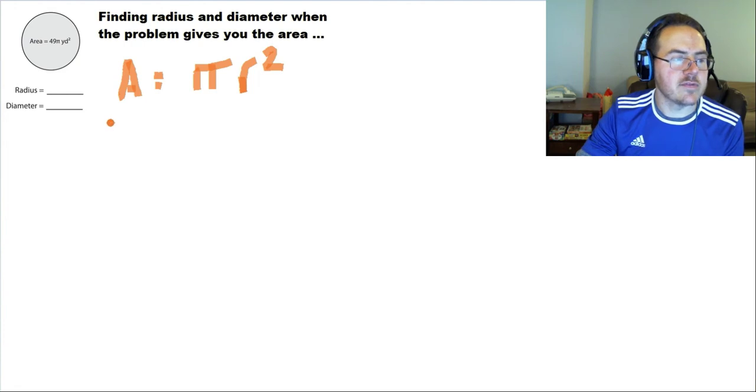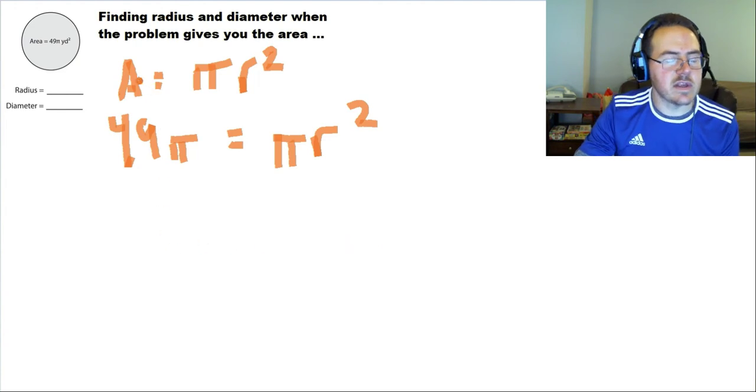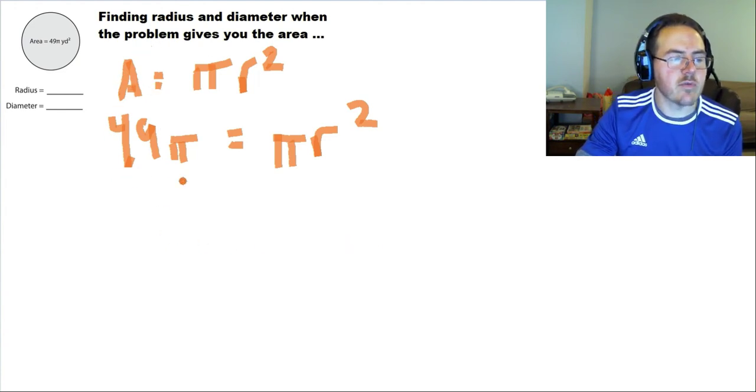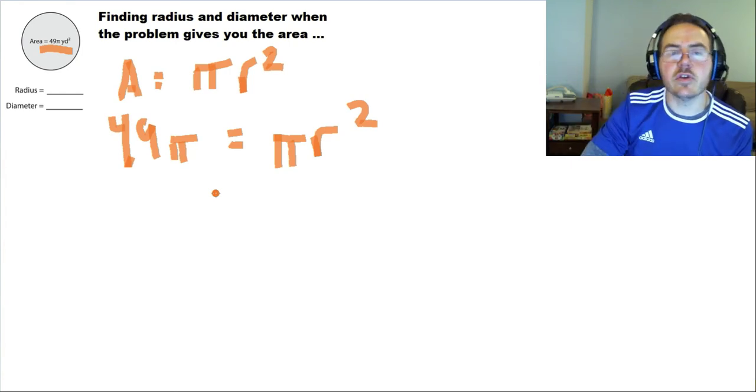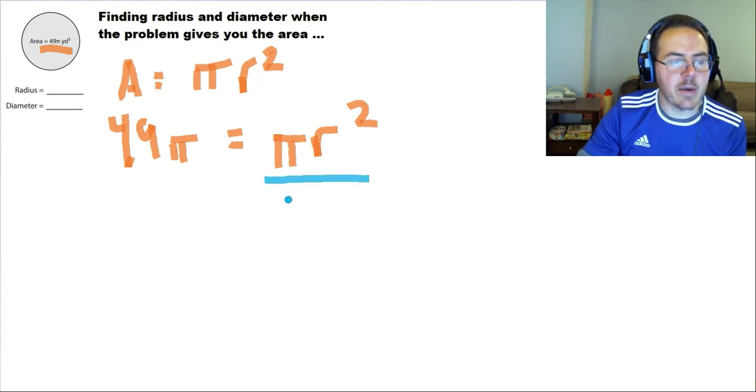So we know the area is 49 pi, and that's equal to pi r squared. So the area was on this side of the equation, so I've replaced it. The known area, right here it tells it on this side of the equation. So this is where we start to do undo math. In this case, right now this radius squared is being multiplied by pi. So I can get rid of pi by dividing by pi.